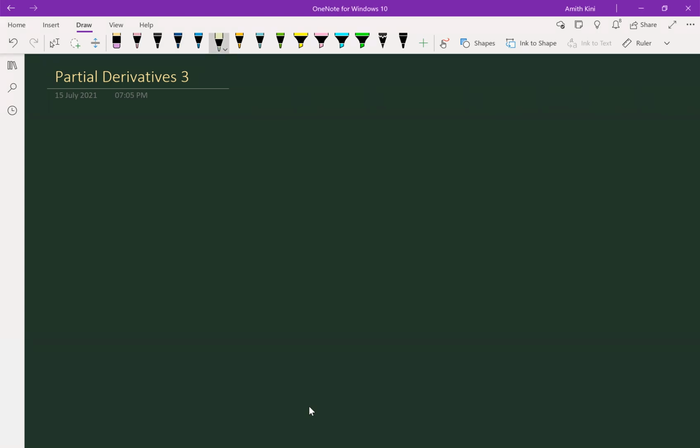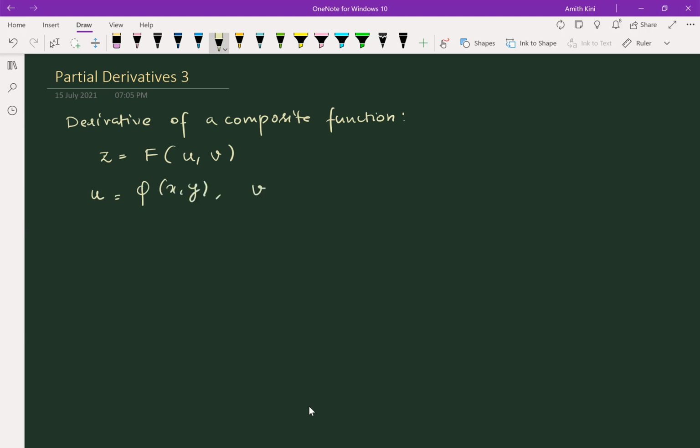So today we'll look at the derivative of a composite function. What do you mean by a composite function? Let's say you have some quantity z that depends on two quantities u and v. And u and v themselves are functions of two other variables x and y. So u is a function of x and y, and v is also a function of x and y. I'm just calling those functions phi and psi. So technically speaking, you can write z as a function of two functions of x and y.